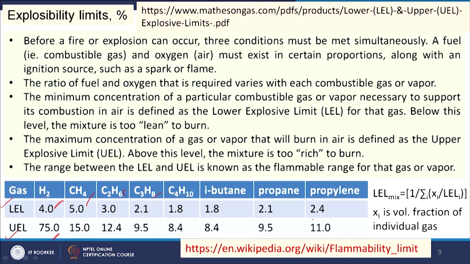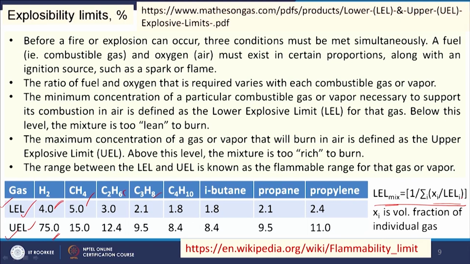Now, if we have a gas mixture, then what will be the LEL and what will be the UEL? Then we have to consider the individual gases and their LEL and UEL, and we can put them in these expressions. So, LEL of the mixture is equal to 1 divided by the sum of Xi by LELi. That is, the fraction of a particular component divided by the LEL of that component, plus similarly, if you have n components, you have to add n such terms, Xi by LELi. Then we will get the overall LEL of the mixture.